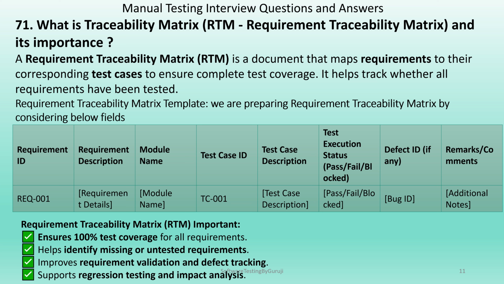Now let's see why the requirement traceability matrix is important. First, it ensures 100% test coverage for all requirements. Second, it helps identify missing or untested requirements. Third, it improves requirement validation and defect tracking. Fourth, it supports regression testing and impact analysis. So this is all about the requirement traceability matrix or RTM. Let's move to another question.